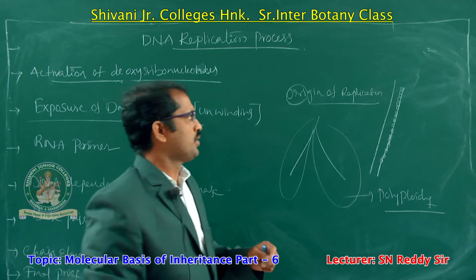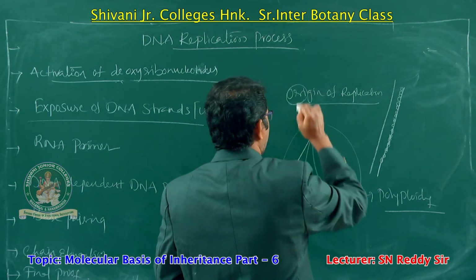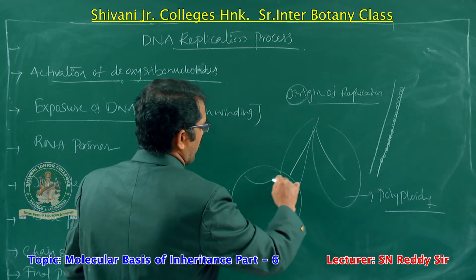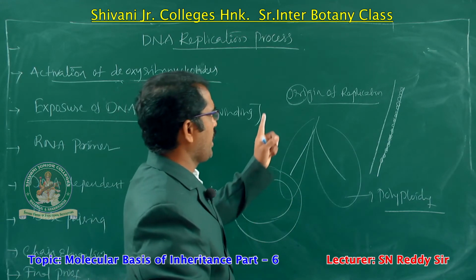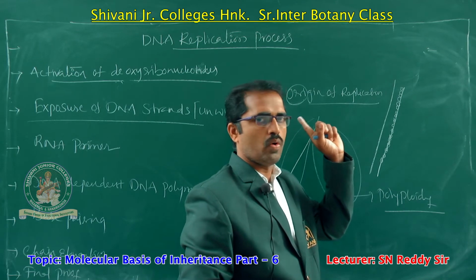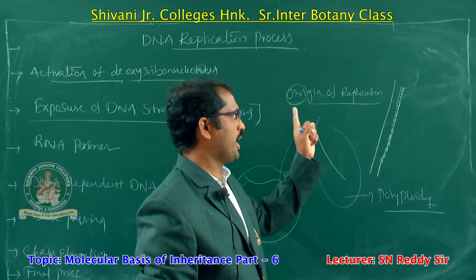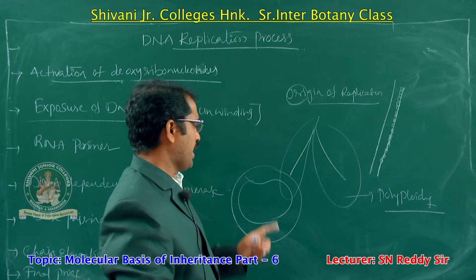Okay. So in prokaryotic organisms, the DNA will be circular. When the replication starts, there is only a single ori site. In prokaryotic organisms, there is only a single origin of replication site.